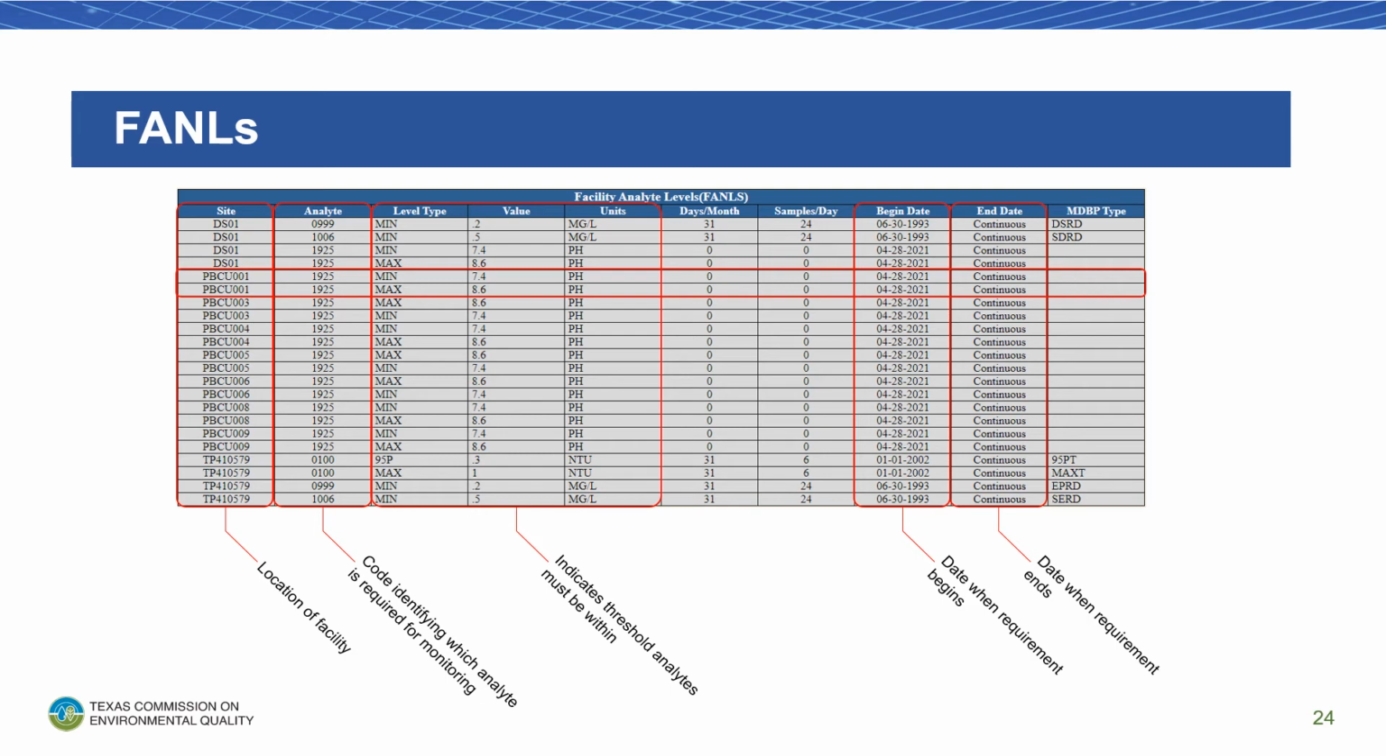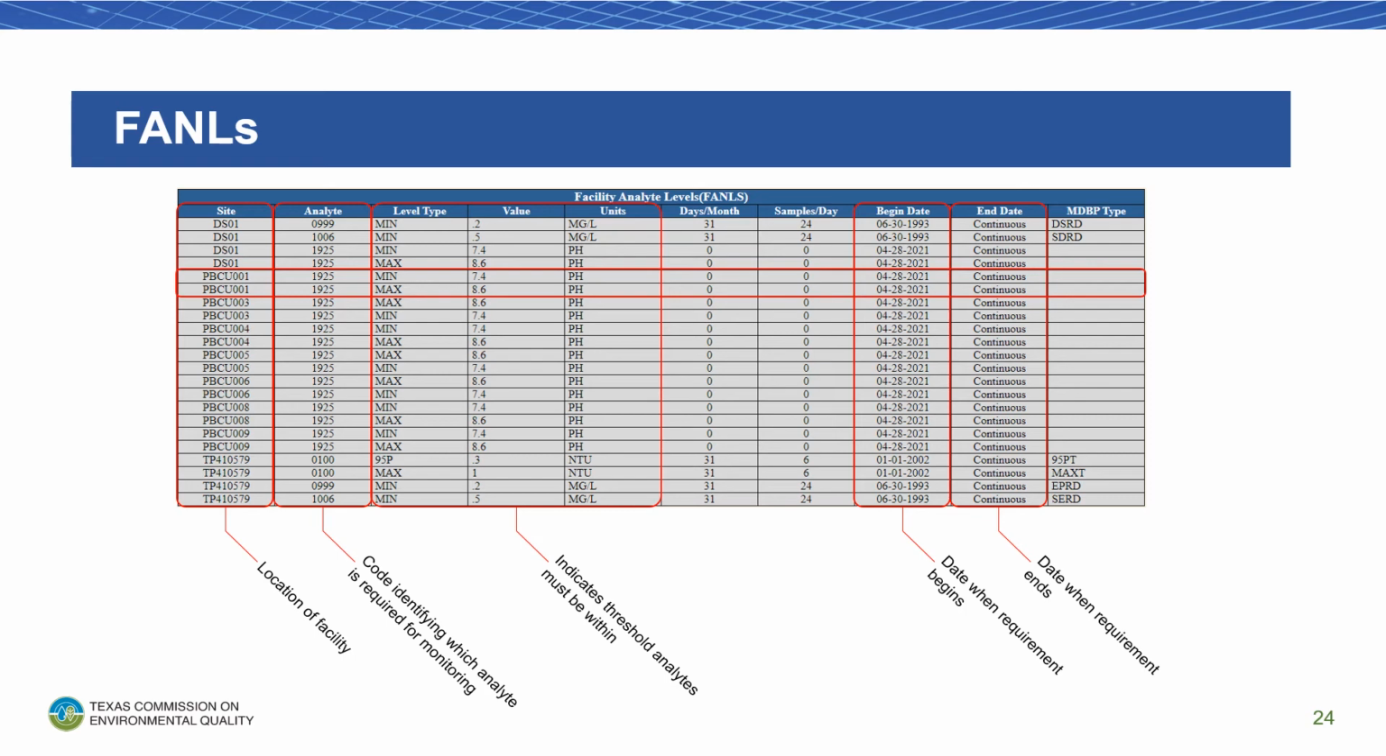On this page, we'll discuss what information is housed in each part of the FANLs table. Site describes which sample site testing is required at. Analyte provides information about which substance is required for testing. A full list of analyte codes can be found in the glossary under Analyte Code. The level type, value, and units columns indicate the threshold analytes must remain within.